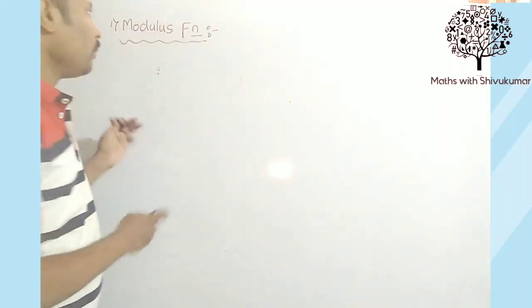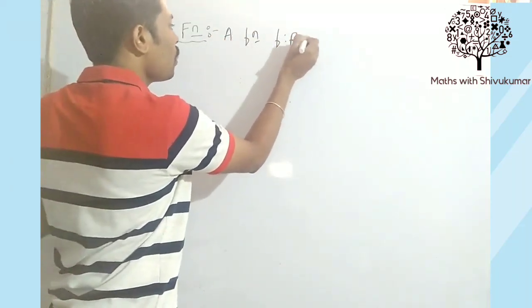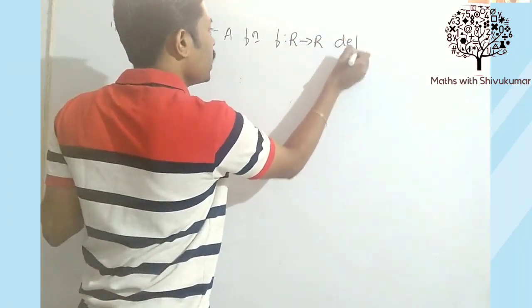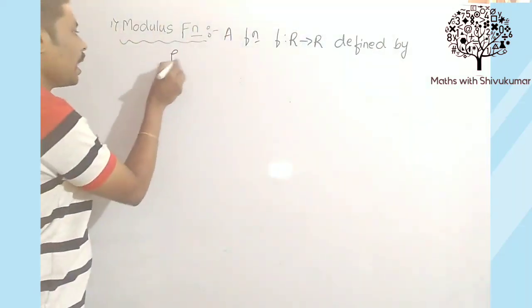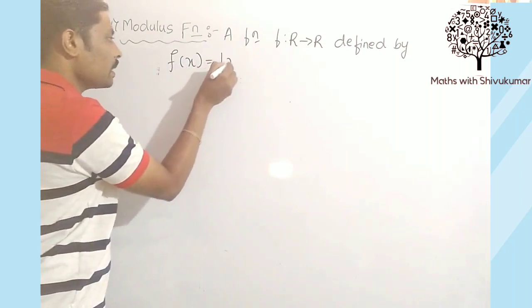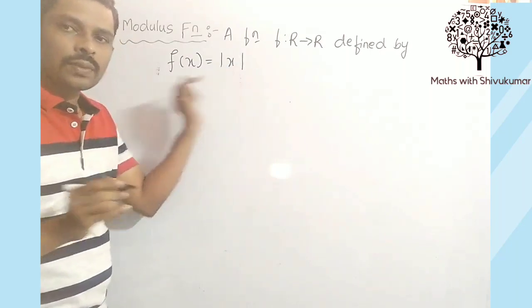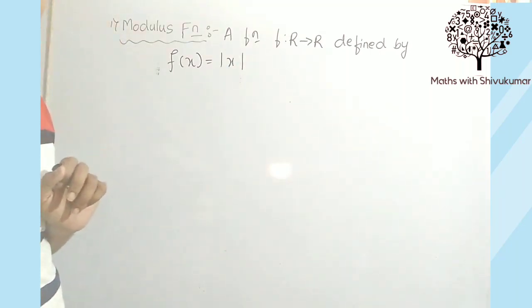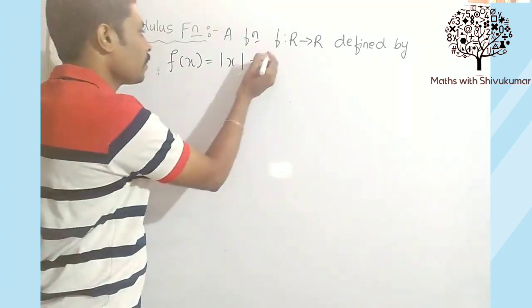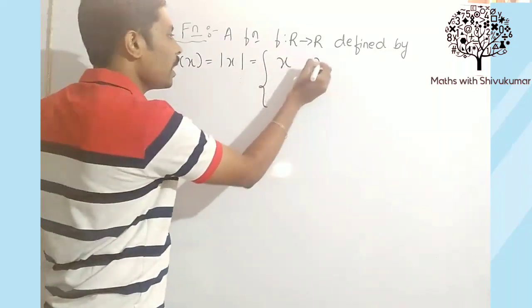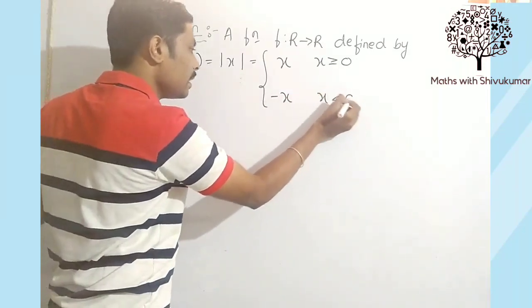See here, a function f from R to R defined by f of x is equal to mod x. We will read this as mod x. The definition of mod x is: x if x is greater than or equal to 0, minus x if x is less than 0.